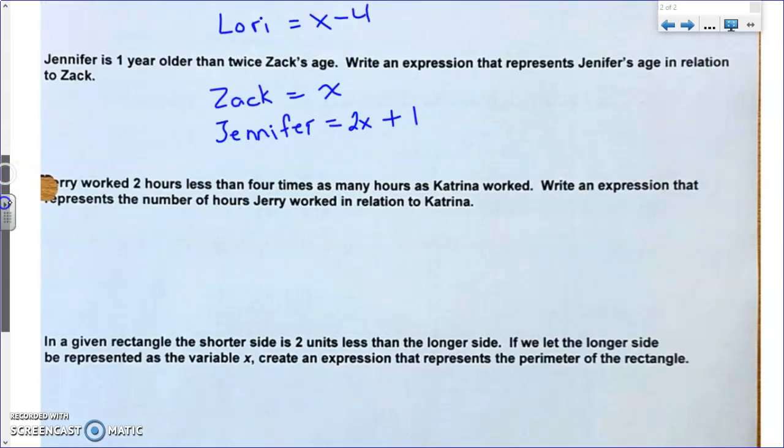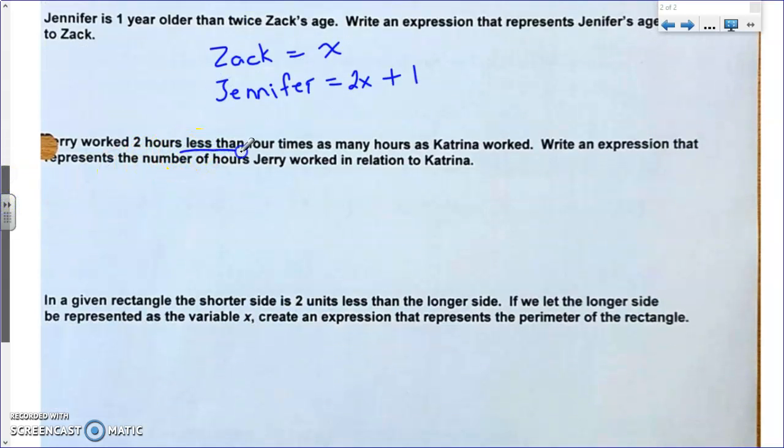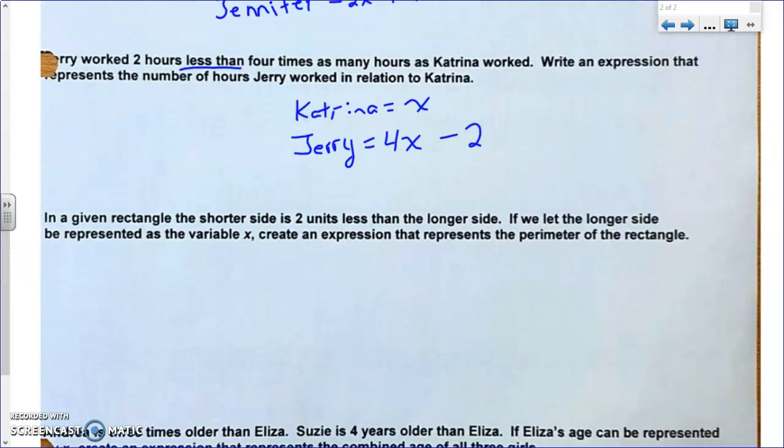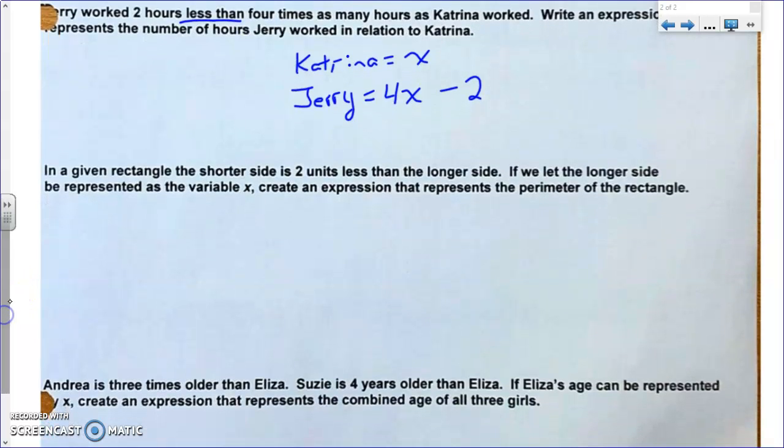Okay. Jerry worked 2 hours less than 4 times as many hours as Katrina worked. Write an expression that represents the number of hours Jerry worked in relationship to Katrina. So if Katrina worked x amount of hours, then Jerry is going to work 2 hours less than, so that's going to be minus 2, 4 times as many hours as Katrina, so 4x. And we'll be doing equations like this soon, so make sure you understand these expressions.